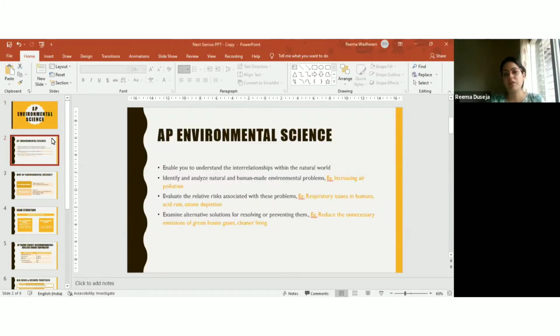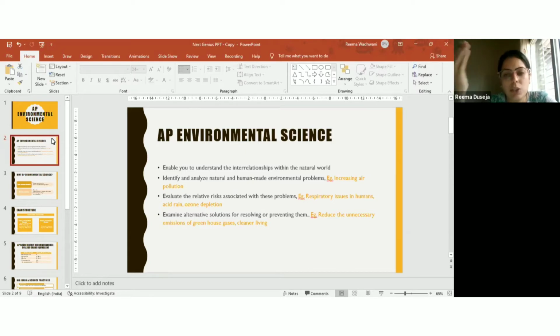So what is AP Environmental Science? What exactly are we going to study in it? It is going to help us understand the interrelationships within the natural world. We're going to identify and analyze a natural and a human-made environmental problem. A basic example would be increasing air pollution being the problem. And we are going to evaluate the relative risks associated with this problem.